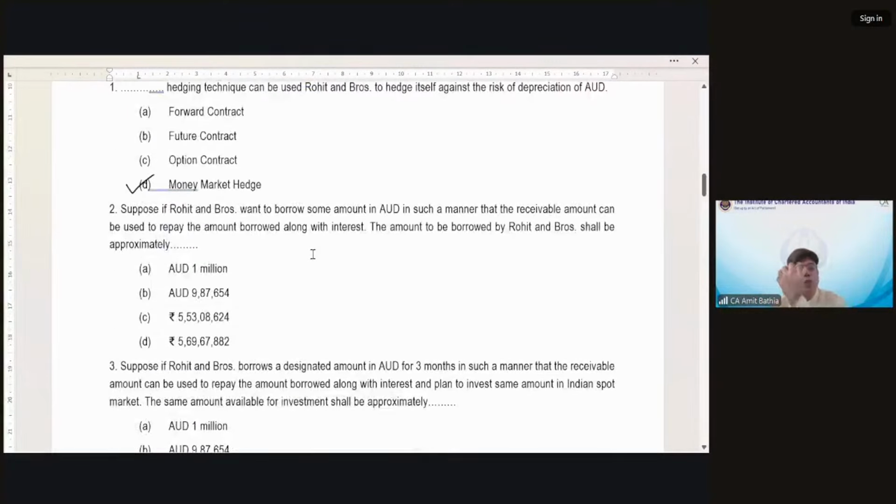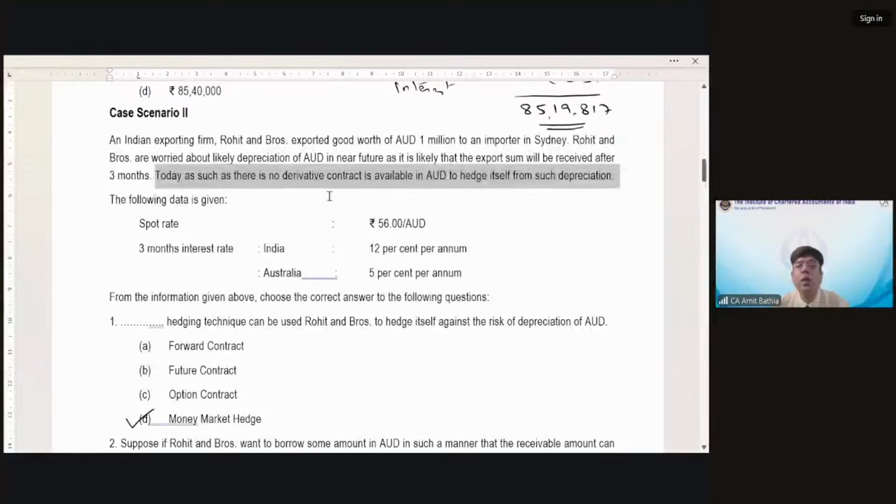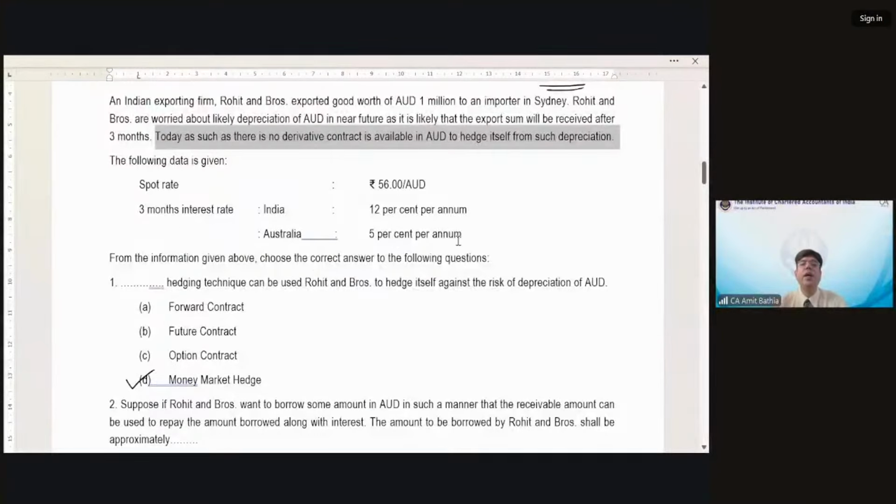Suppose Rohit and brothers want to borrow some amount in AUD in such a manner that the receivable amount can be used to repay the amount borrowed along with interest. The amount to be borrowed by Rohit and brothers shall be approximately. Now they are expecting how much to be received? 1 million AUD, right? Further, they are told Australia interest rate is 5% per annum.